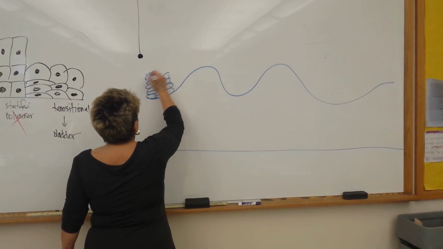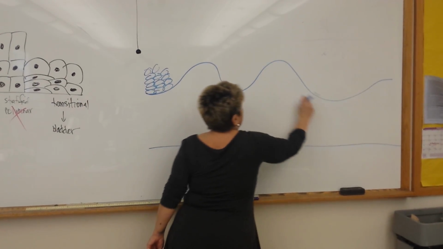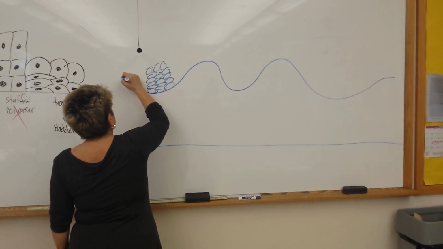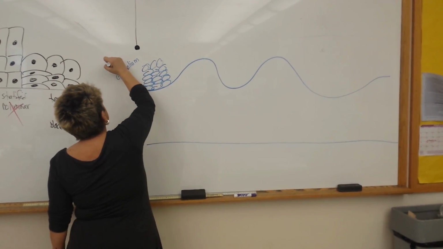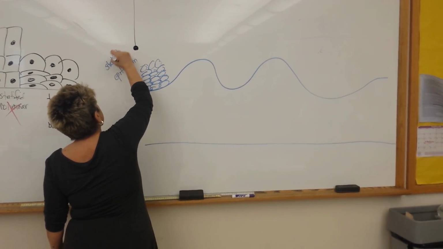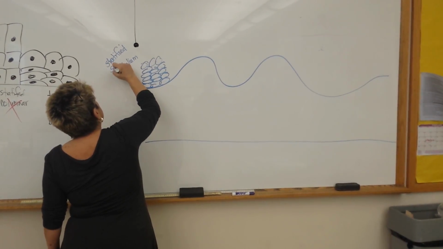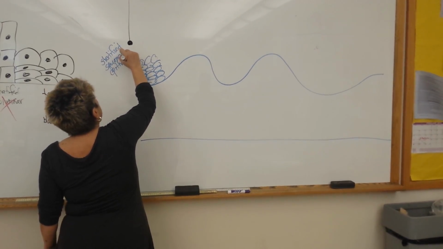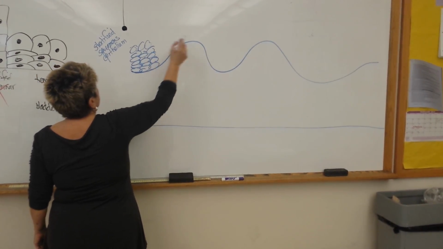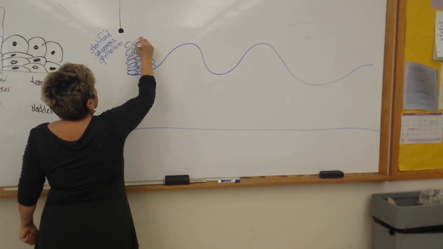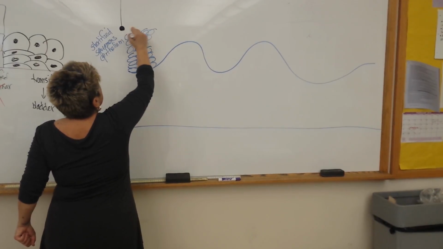All right, so above this line is epithelium. What kind of tissue? Stratified squamous. So if you're asked, what kind of tissue is this? That's stratified squamous epithelium, and I'll put all the layers in a second.